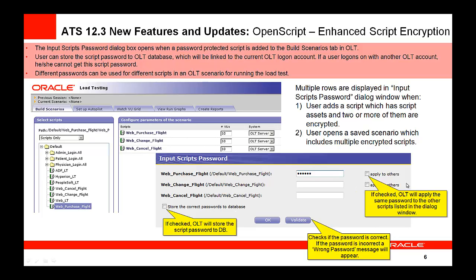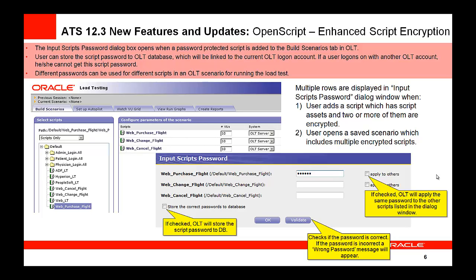The first one is Apply to Others. If this checkbox is checked, OLT will apply the same password to the other scripts listed in the dialog window. The other checkbox is Store the correct passwords to database. If this is checked, OLT will store the script password to the OLT database. The Validate button will check if the passwords entered are correct. If the password is not correct, then a wrong password message will appear.